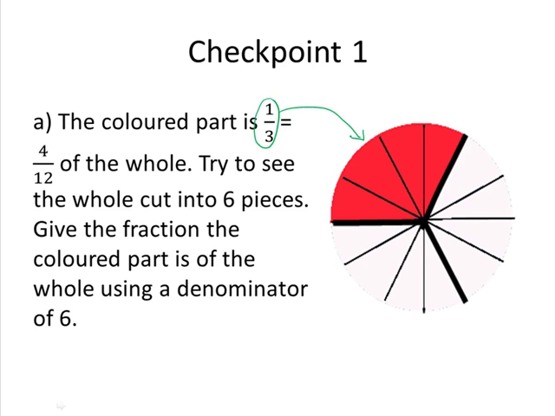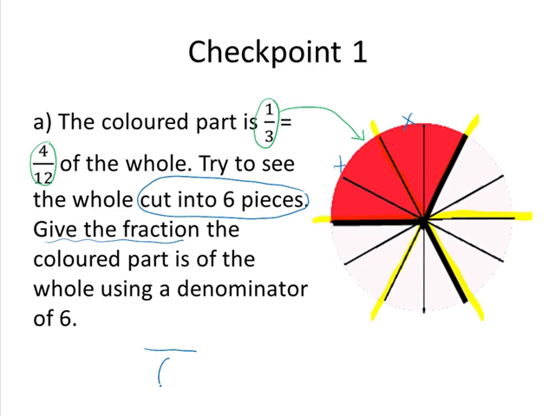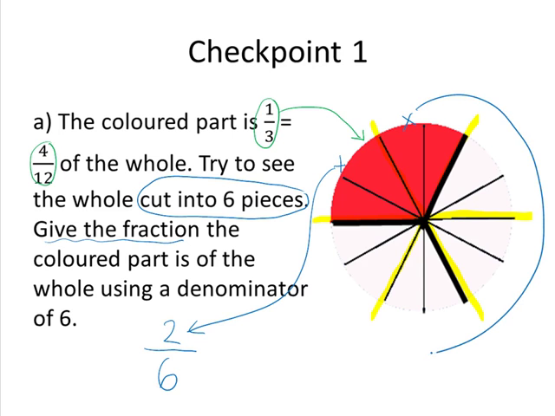Now imagine the same circle being divided into 6 pieces. How many of the 6 pieces are coloured? In other words, give the fraction 1/3 in the format something over 6. Pause until you've done this. The answer is 2 over 6. You see here I'm dividing this pie into 6 pieces and we are getting 2 of those pieces. In other words, 2 of the pieces are coloured.